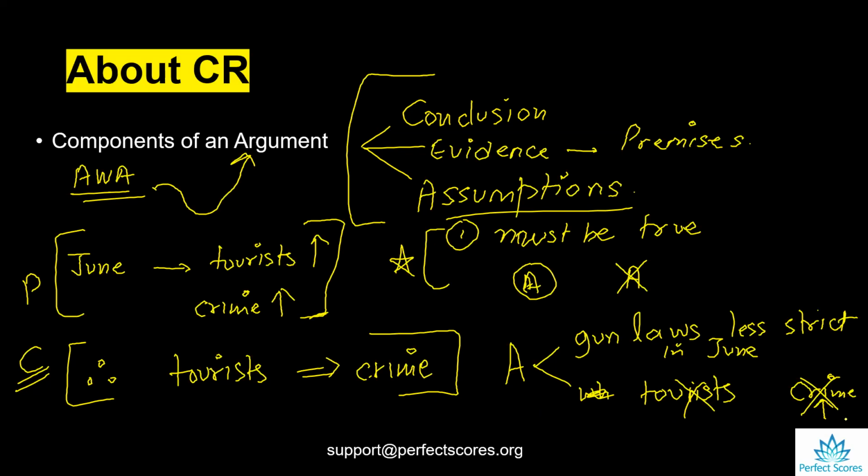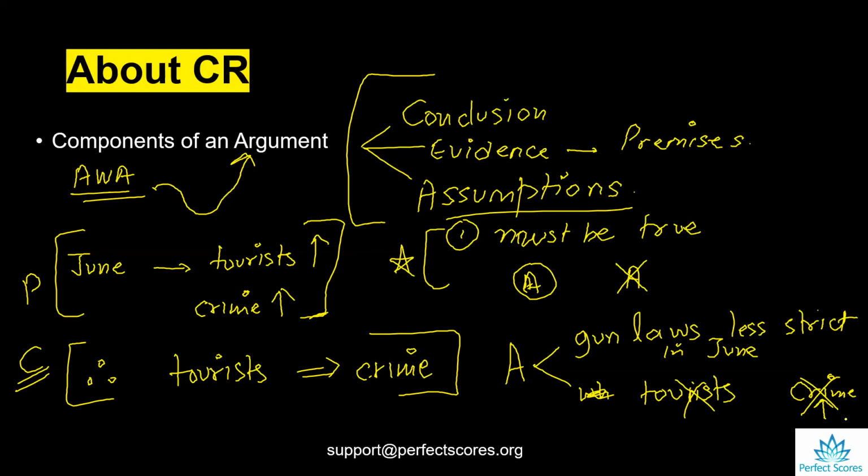I think tourist and crime, that assumption is correct. Okay. And why do you think the other option is wrong, the gun laws one? Because it is not a must be true, and it does not fall apart the conclusion. Yes. If we try to negate it, yeah. Even if you try to negate it, let's say gun laws are more strict in June, it doesn't really impact. So this is the way you solve the assumption questions.